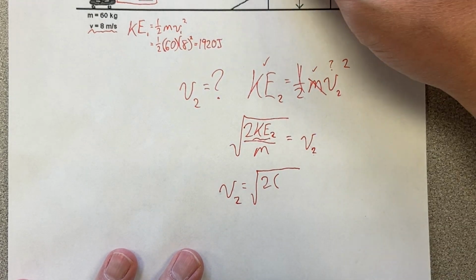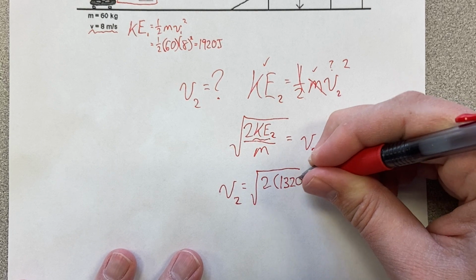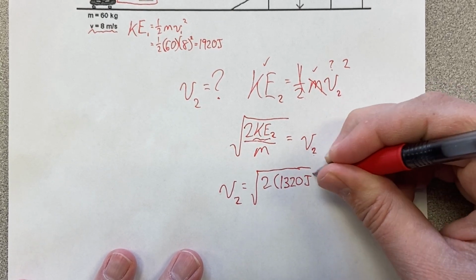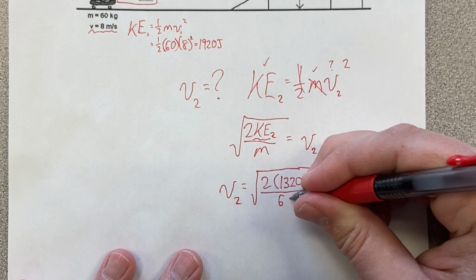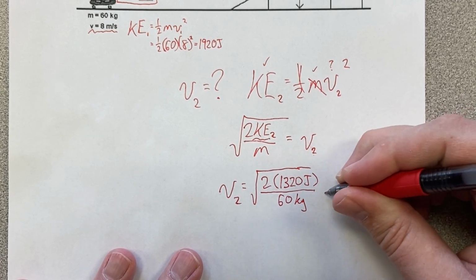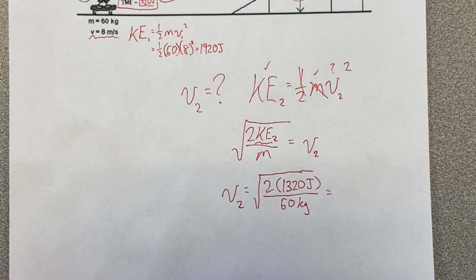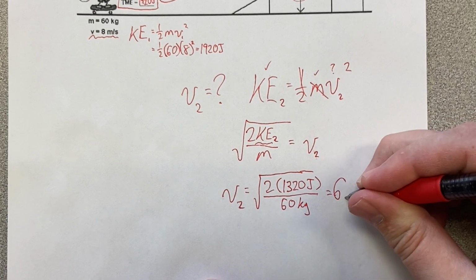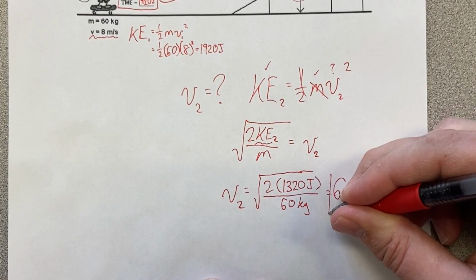Okay, well, the kinetic energy that we figured out earlier was 1,320 joules. So when I take 2 times 1,320 and divide that by 60 kilograms, and then square root, then we get a speed of about 6.63 meters per second.